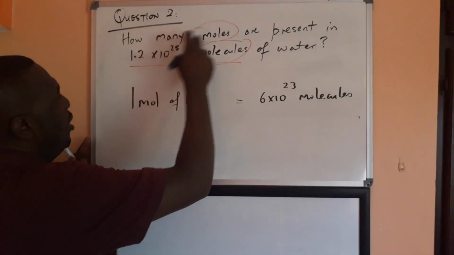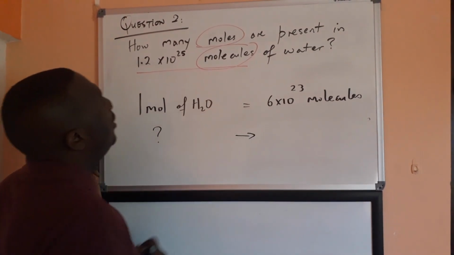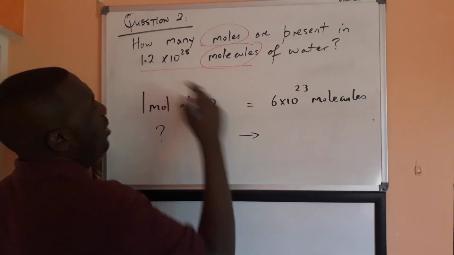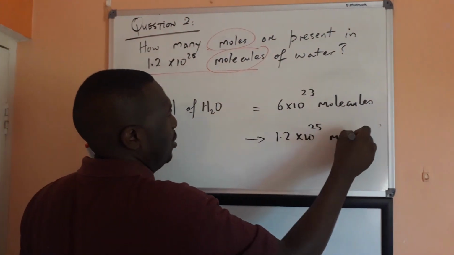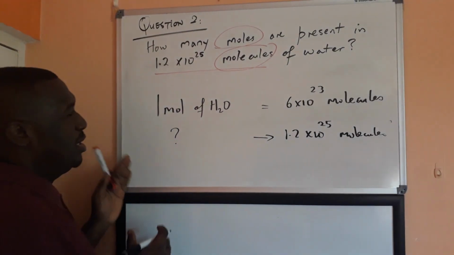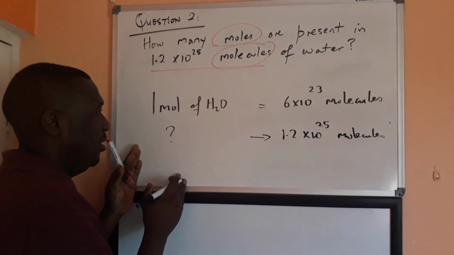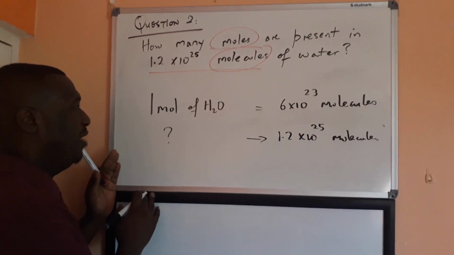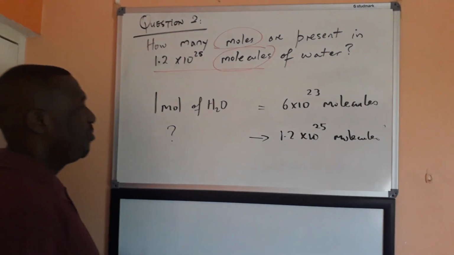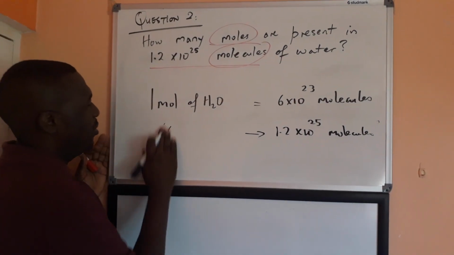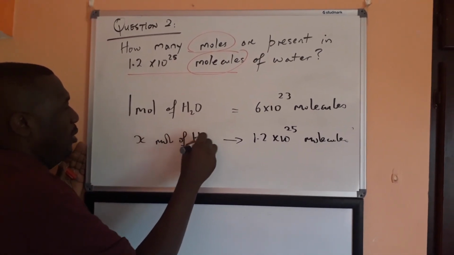The question is asking how many moles. So we don't know how many moles, but it has given us that we have 1.2 times 10 to the 25 molecules. Notice my units. The molecules are on one side, the moles are on another side. You don't mix the two, or else you have problems. You must have moles on one side, molecules on the other side. Okay, so let's replace our question sign with a variable x moles of water.